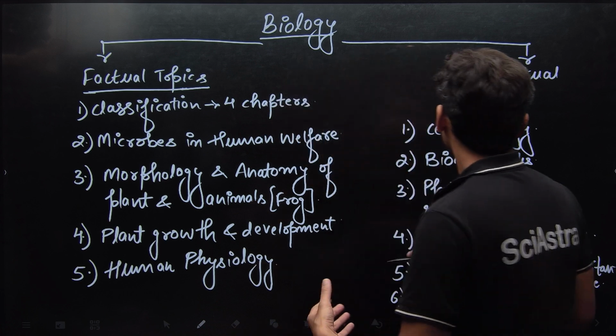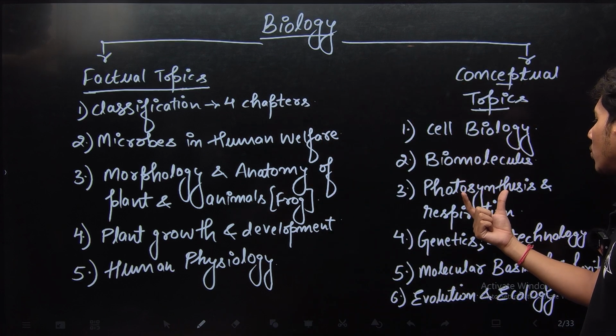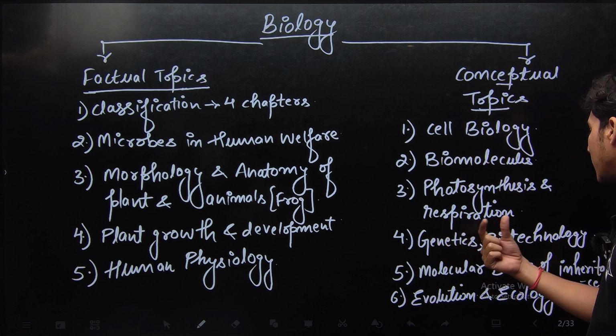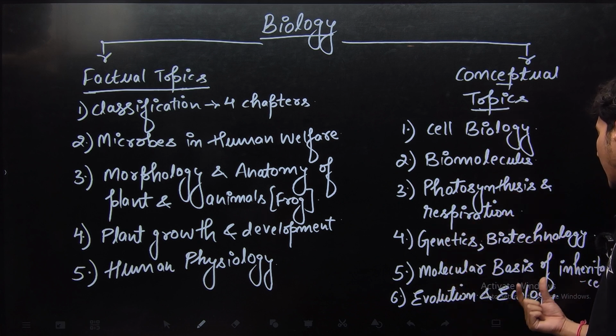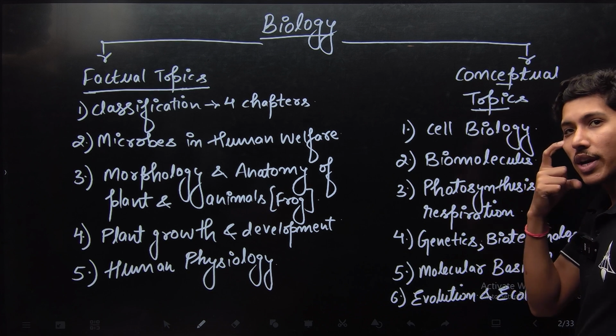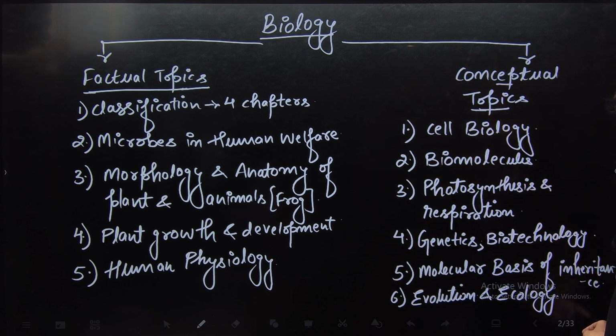So we will start with cell biology, followed by biomolecules, photosynthesis, respiration, genetics, molecular basis of inheritance, evolution, biotechnology, and then ecology. Okay, so let's see them one by one. Let's first start with cell biology.